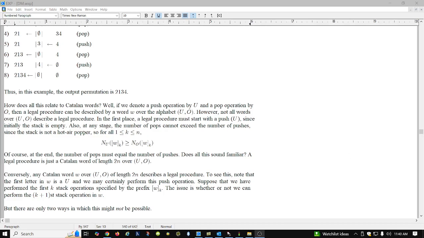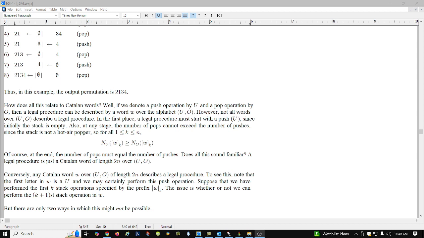Well, how does all this relate to Catalan words? Well, we can denote a push operation by U and a pop operation by O. Then a legal procedure can be described by a word W over the alphabet UO. But not all words correspond to legal procedures.